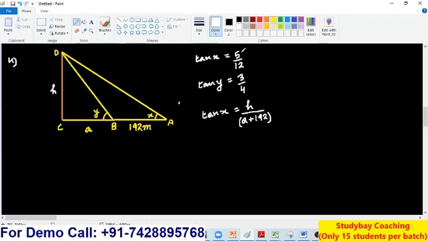Alright. Now what is the value of tan x? This is 5 upon 12, so 5 upon 12 equals h upon A plus 192. Now finally h will be equal to 5 times (A plus 192) whole upon 12. Alright.